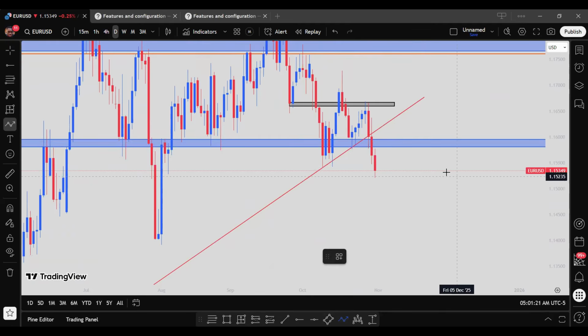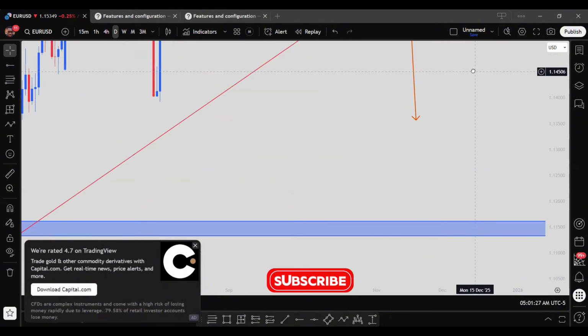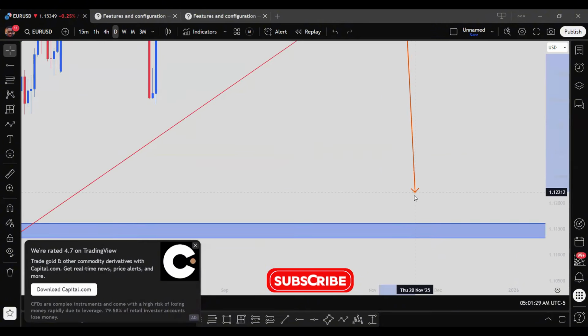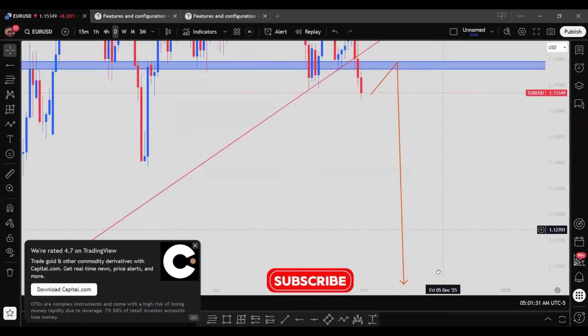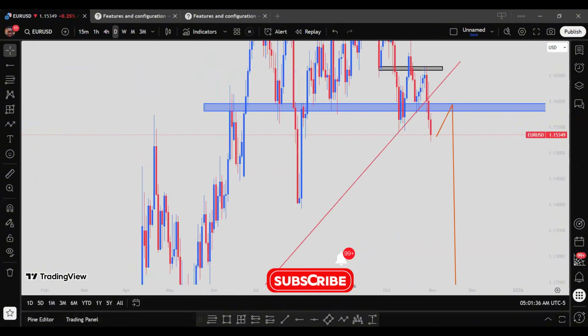So what I'm just waiting for is for us to have a retest of this level. If we have a retest, then I'll be shorting the market back to the downside. So that's just how I'm looking at Euro USD at the moment. So we have cleared all the trend lines here. So I see no reason why price should not continue moving back to the downside.